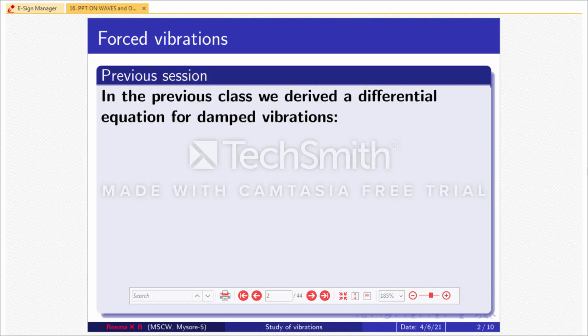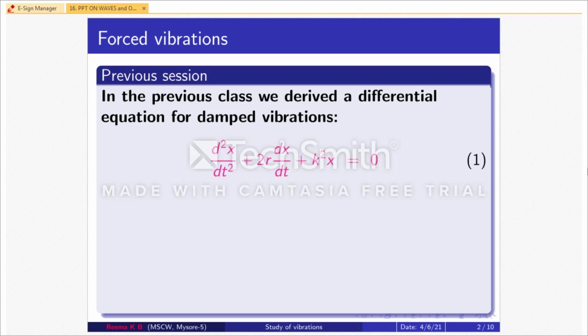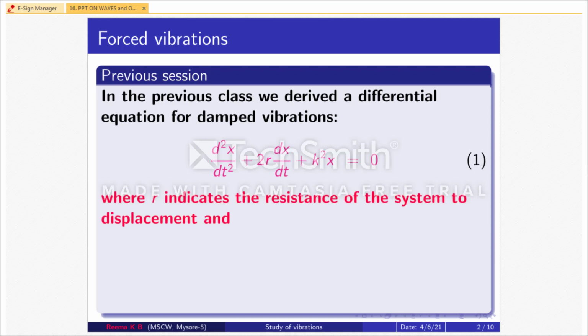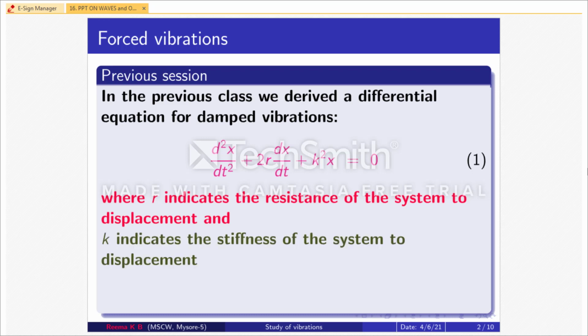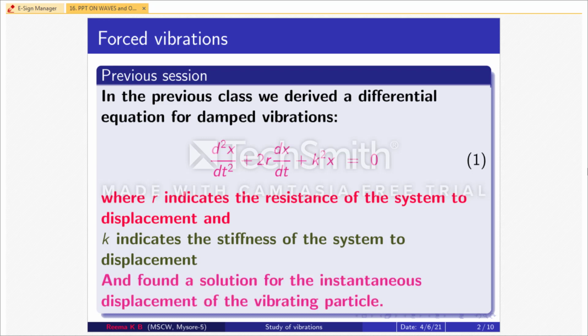Forced vibrations. In the previous class, we derived a differential equation for damped vibrations. That is d²x/dt² + 2r dx/dt + k²x = 0. Let's consider this as equation 1, where r indicates the resistance of the system to displacement and k indicates the stiffness of the system to displacement, and found a solution for the instantaneous displacement of the vibrating particle.